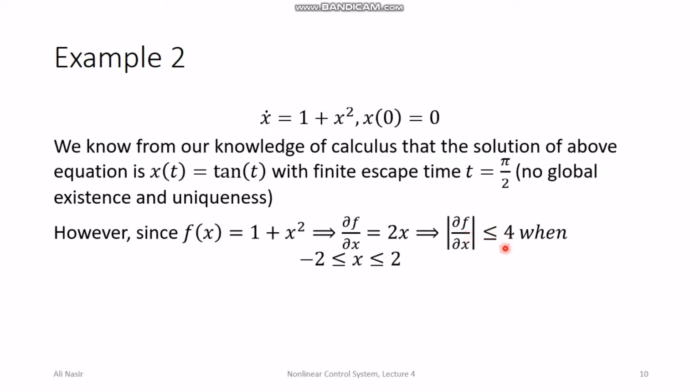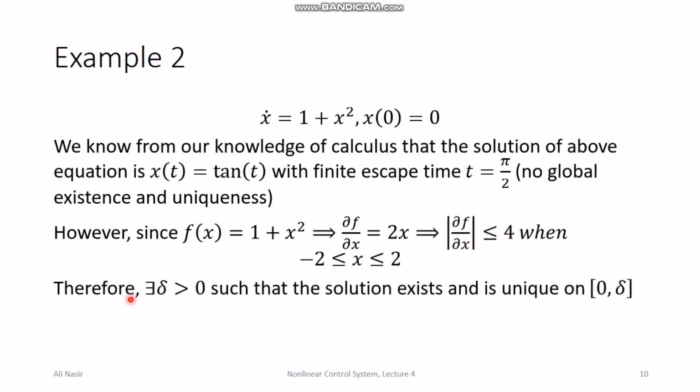So there will be a delta. In this case, the solution will exist and will be unique on some interval delta. We already know that delta will be less than 1 by 4 from the proof of the local existence and uniqueness theorem. We know that delta will be less than 1 over L. Here L is 4 for this neighborhood. So this is gamma, ball of radius gamma. So here radius is 2.